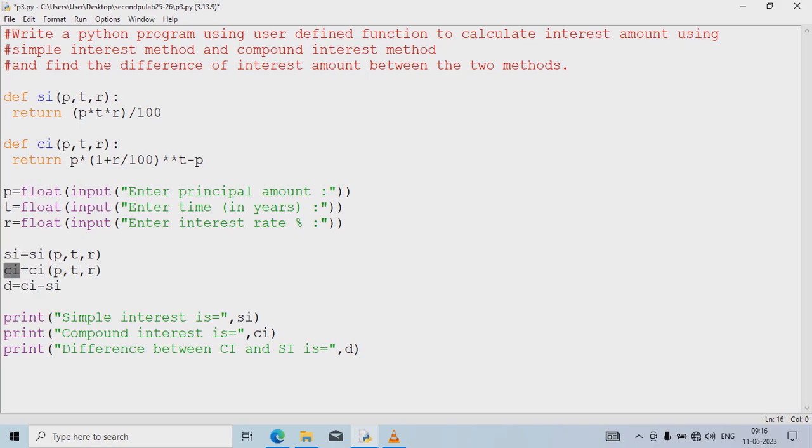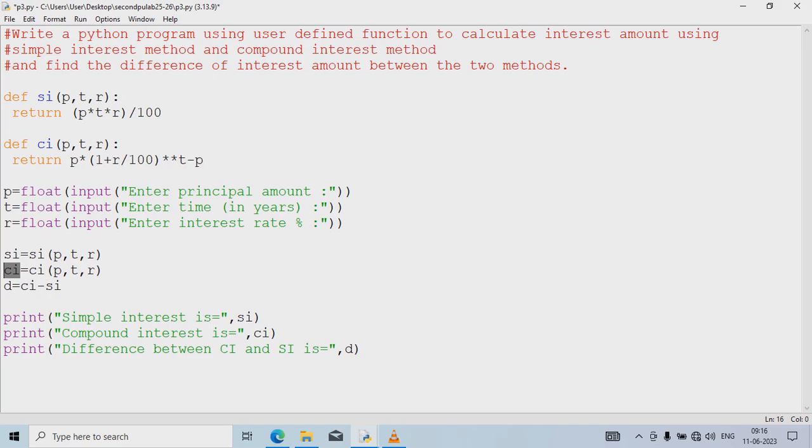Similarly, compound interest function is called with p, t, r. All the variables are p t r. Then it will receive here, and the calculation formula will be p star something. Okay, then the answer will be returned to the ci variable.